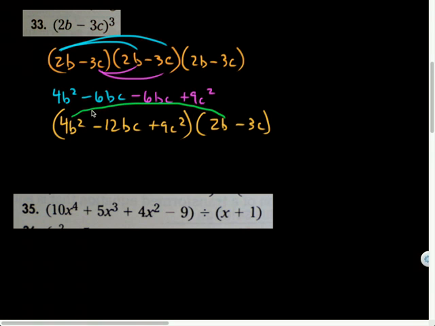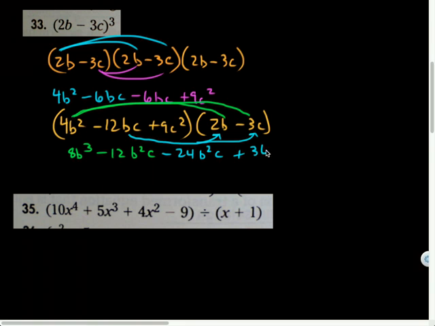I'll distribute this way, actually, just because I feel like it. So let's see. 4b squared times 2b is 8b cubed. 4b squared times negative 3c would be negative 12b squared c. Different color going here. Distribute the negative 12bc times that, and I would get negative 24b squared c, because b times b is b squared. And times negative 3c is going to be plus 36bc squared.